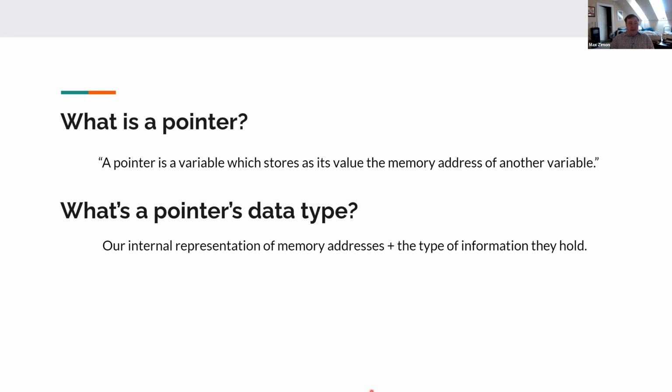So what's the data type of a pointer? What does that mean? As I say, if you have an integer and that takes up 4 bytes, that just means that there's a set of addresses that holds that 4 bytes. Okay.